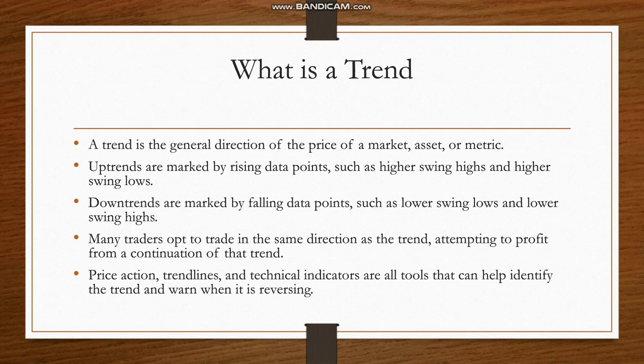Downtrends are marked by falling data points such as lower swing lows and lower swing highs. Many traders opt to trade in the same direction as the trend, attempting to profit from a continuation of the trend. Price action, trend lines, and tactical indicators are all tools that can help identify the trend and warn when it is reversing. Okay, let's try to understand trend.